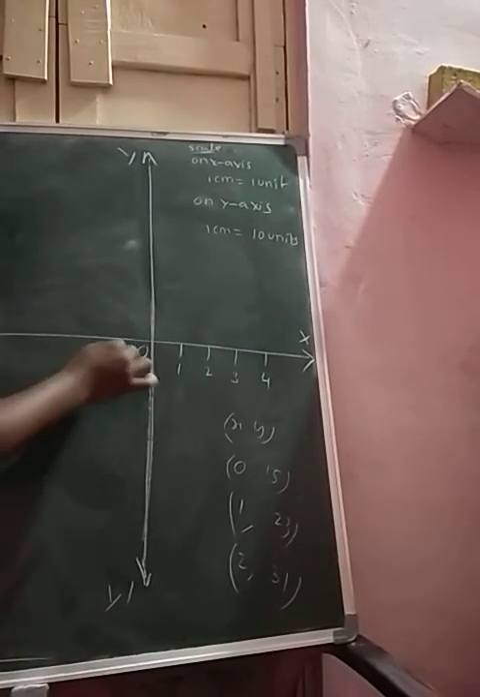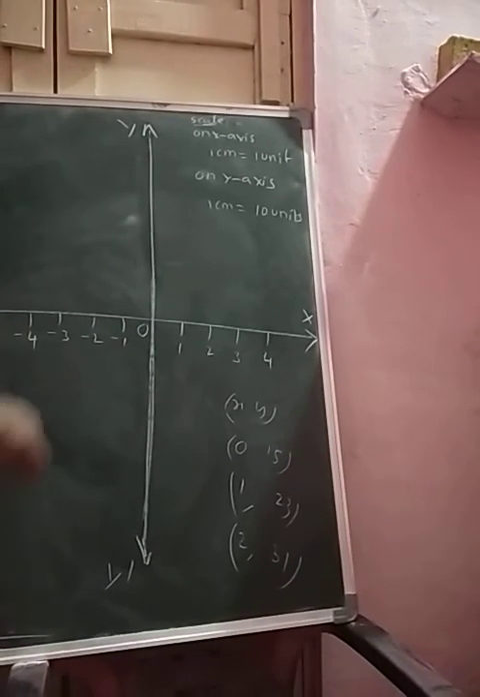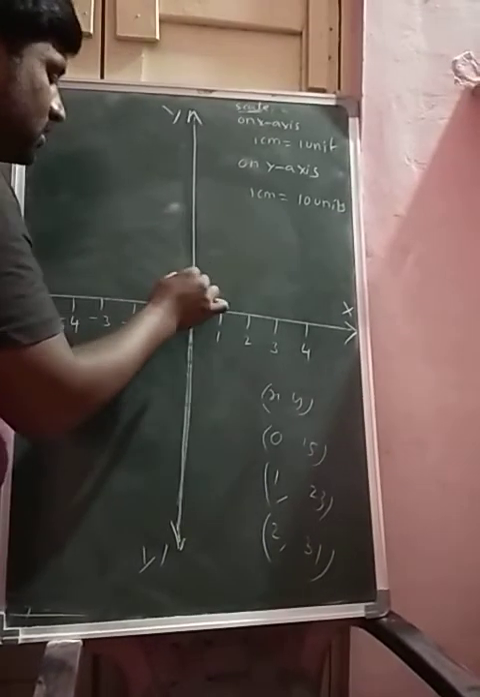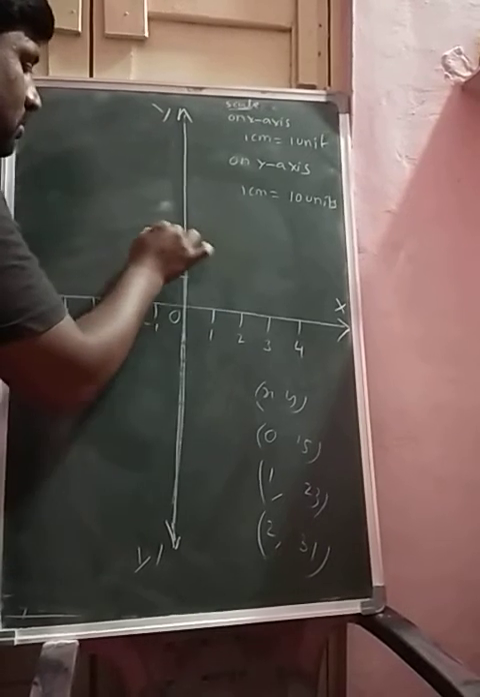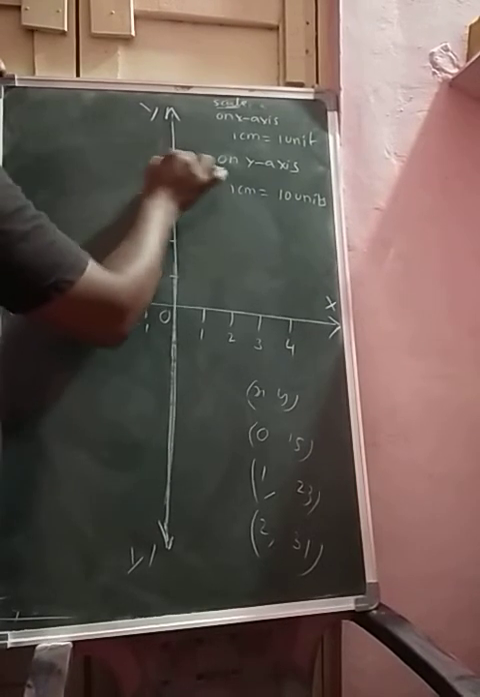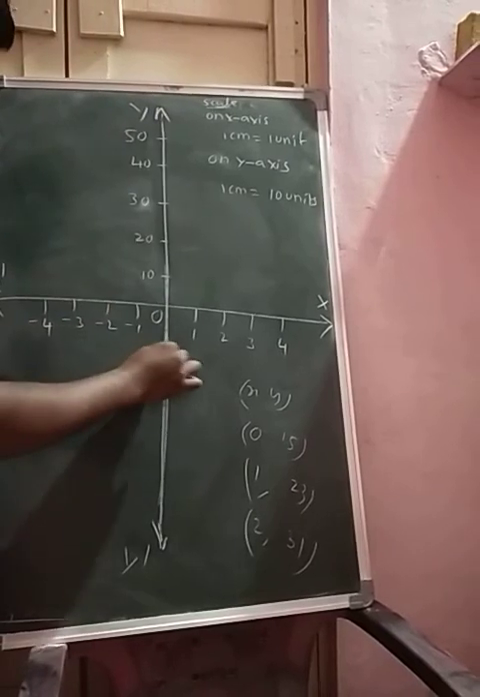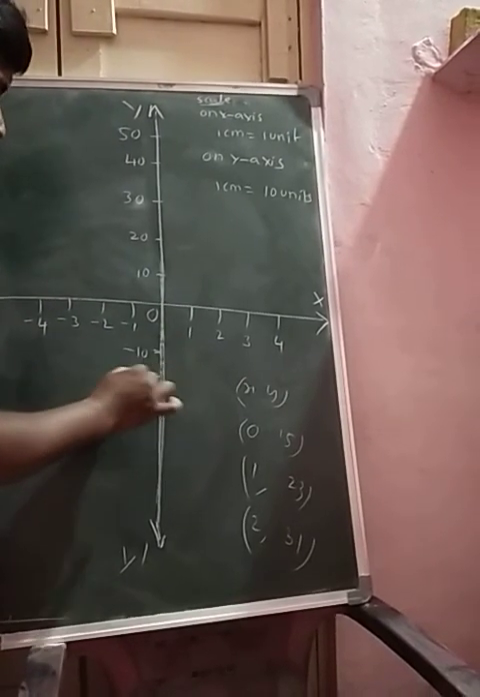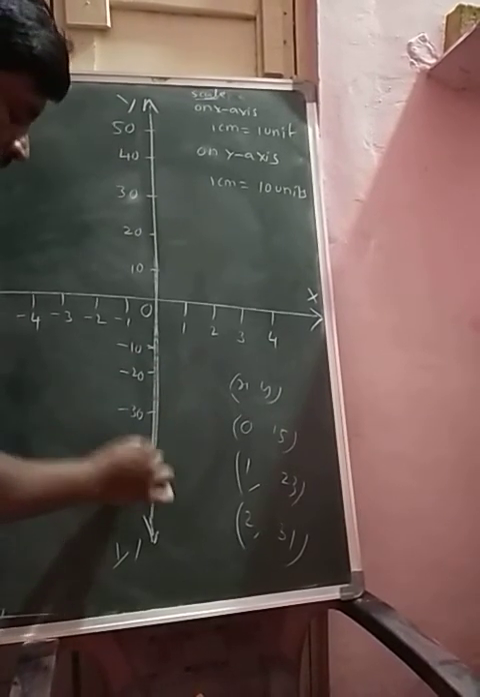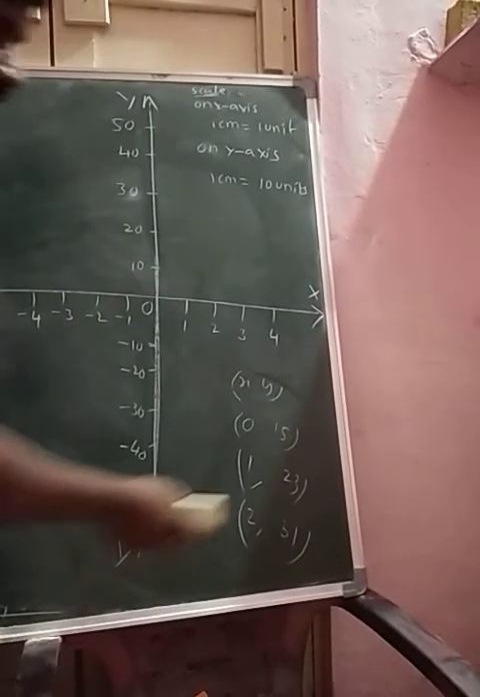On the x-axis, we take -1, -2, -3, -4 like that. Now on the y-axis I am taking 10, 20, 30, 40, 50, and on this side -10, -20, -30, -40. Now I am going to plot these points on this graph.